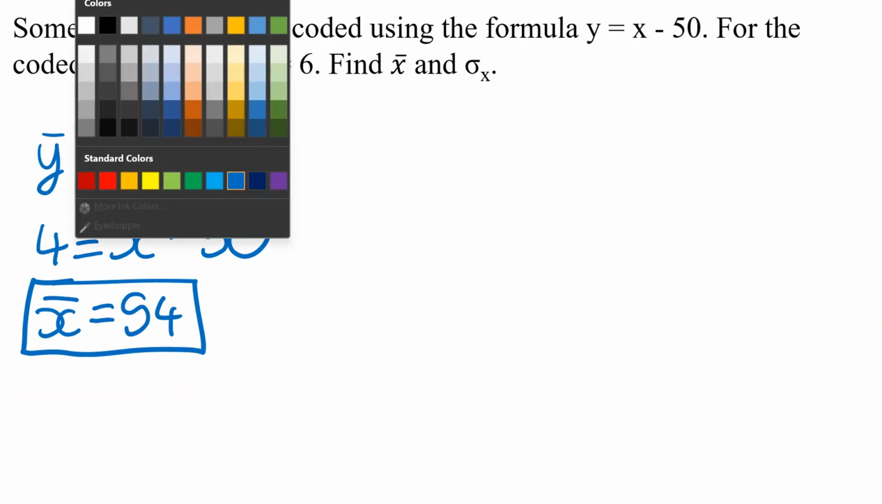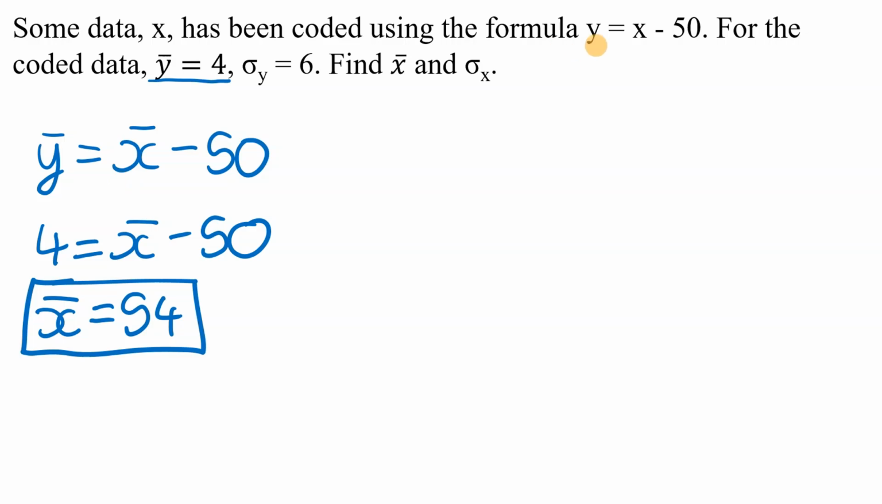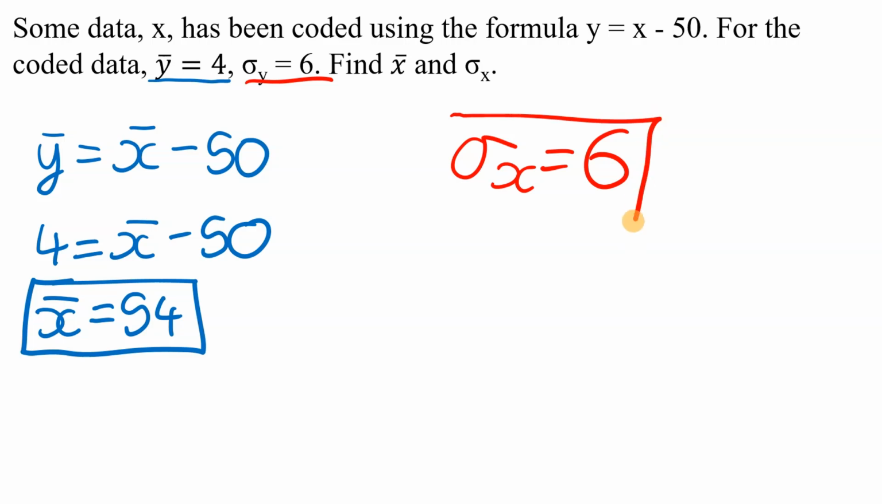Now we need to find the standard deviation. The coded formula is y is equal to x minus 50. Now remember, the standard deviation is not affected by any values that you take away or add. It's not affected by a, as we talked about before. It's only affected by b, which is if you divide by something, and we don't have this here. So therefore the standard deviation is going to be the same for the non-coded data, so it's going to be 6. It's not affected by this formula here.